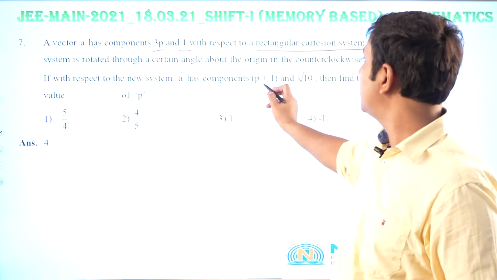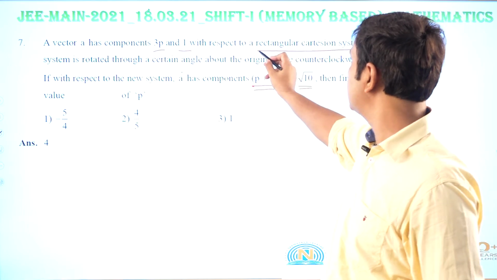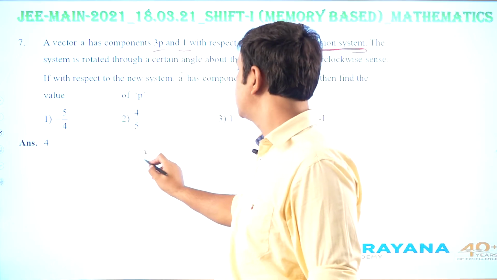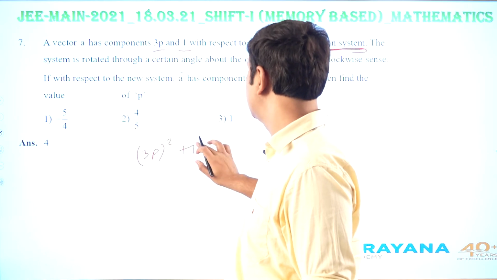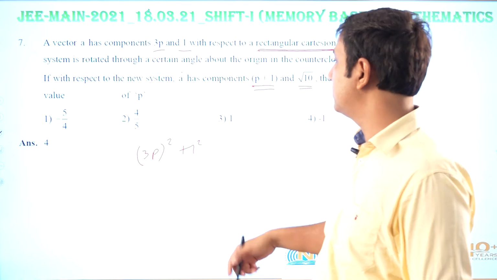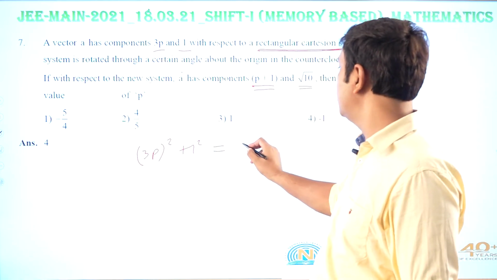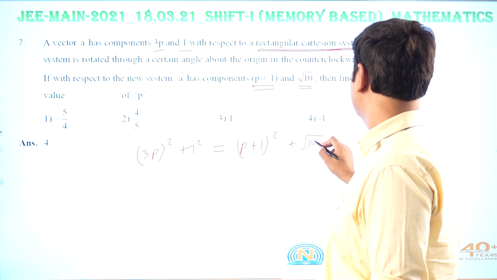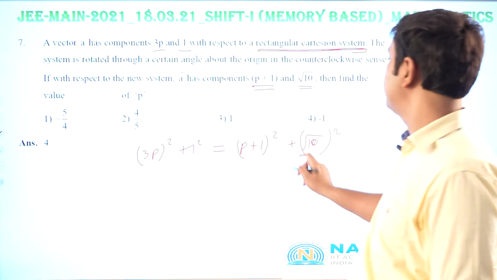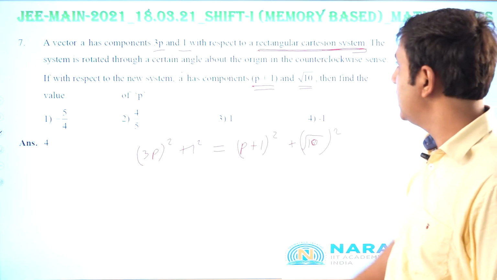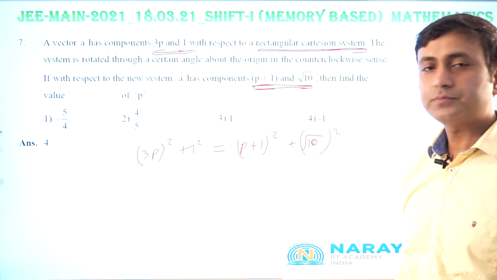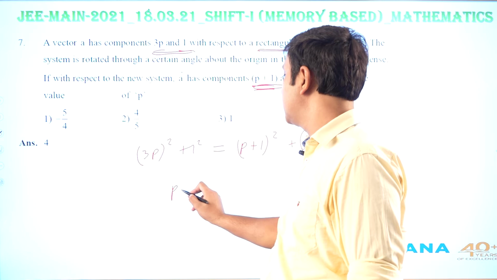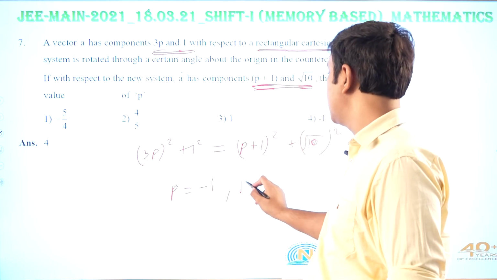When the system is rotated, the components become p plus 1 and root 10. Notice, since it's a rectangular Cartesian system, the magnitude of the vector in both cases will be the same. In this case it is represented by the square root of (3p whole square plus 1 square). We'll take the magnitude square, which is equal to (p plus 1) whole square plus (root 10) whole square. So we have equated the square of the magnitude of the vector in both cases. That should be equal. This is a quadratic. We'll solve the quadratic. We'll get p as minus 1 and p as 5 by 4.